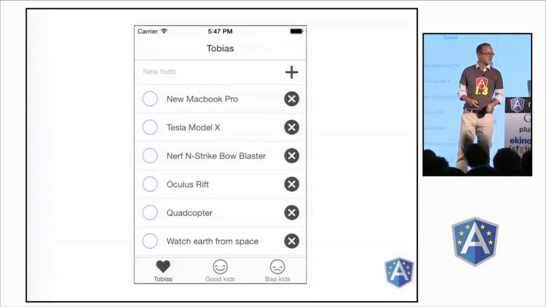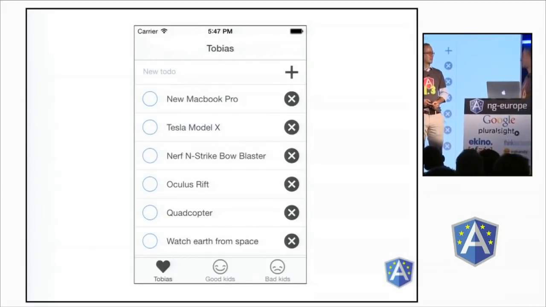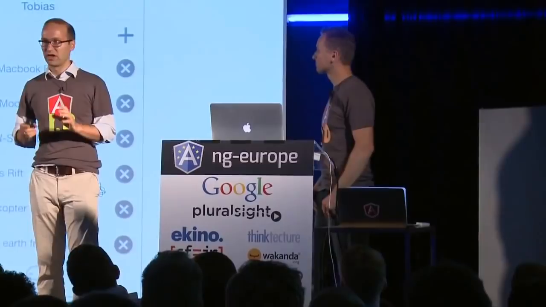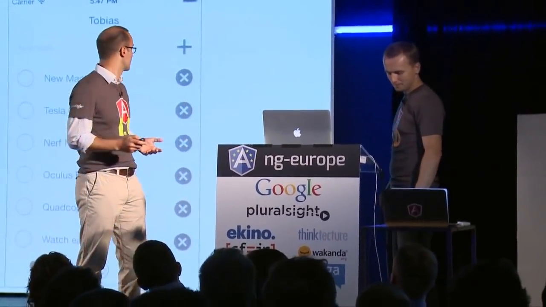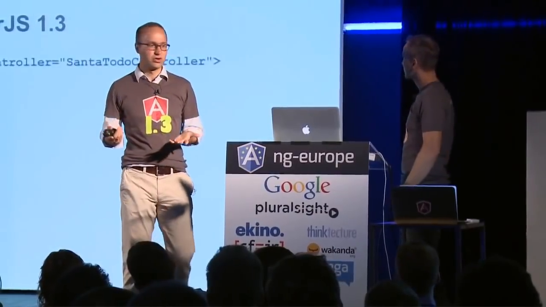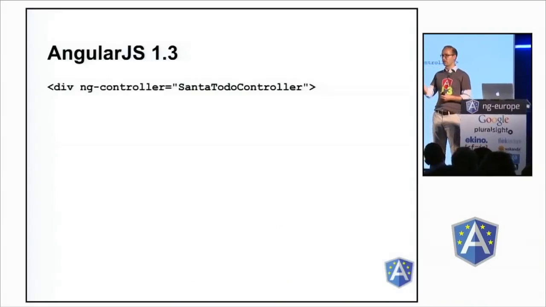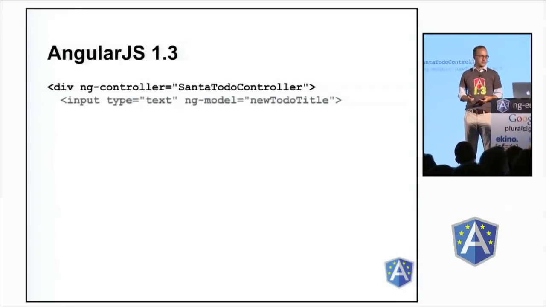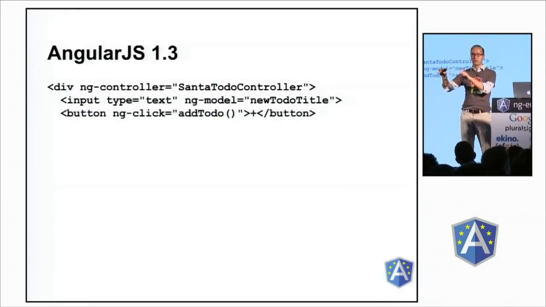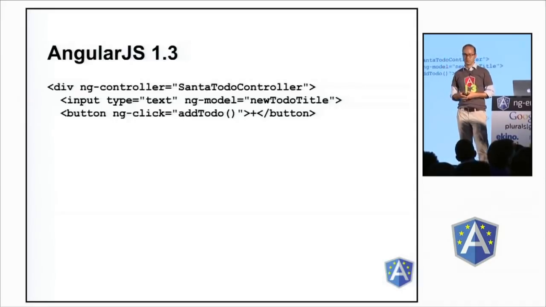Okay, well, let's take this and convert this into an Angular template. Oh, that's cool. I know this. So let's start off with an Angular template for 1.3. Looks something like this, right? So you have a controller at the top. The controller is the thing that contains the state and the methods. That's easy. So then we have the input box at the top and the button where you add new to-dos.